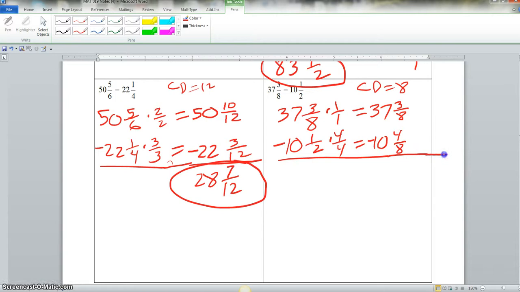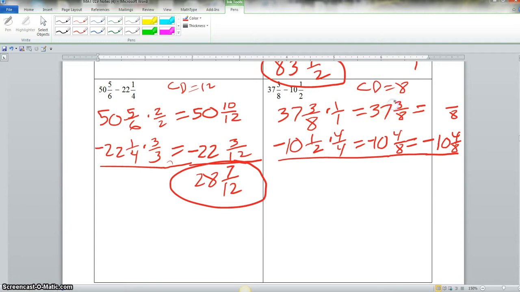So now I'm going to show you a way how to be able to subtract this. We're going to have to borrow. But before we borrow, let's carry over all of the things that we already know. We're going to carry over this whole bottom mixed number, this 10 4/8. We're going to carry over the denominator of 8. The only thing that's going to change is this 37 and this 3 here.